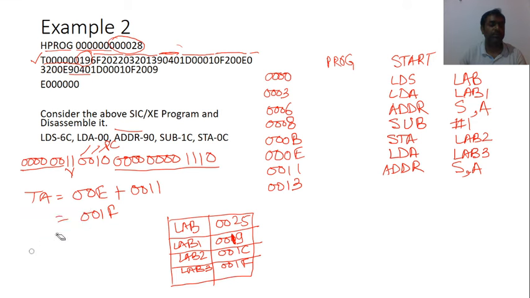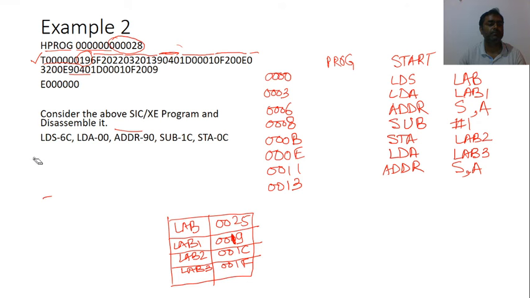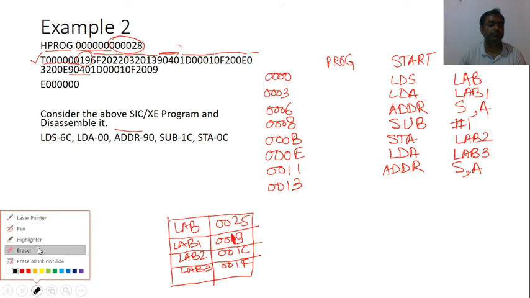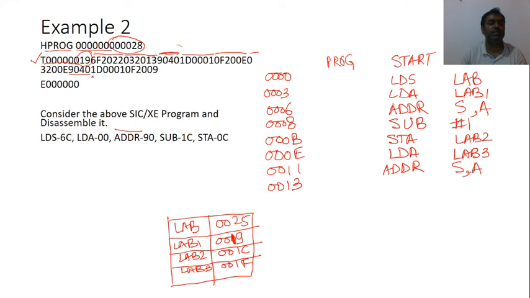Now I have to consider the next instruction, next object code. Our next object code is 1D0001. That means it will be written like this: 0001. D means 1101. 0001, that means 0000 0000 0000 and 1 means 0001. Our code is this one.